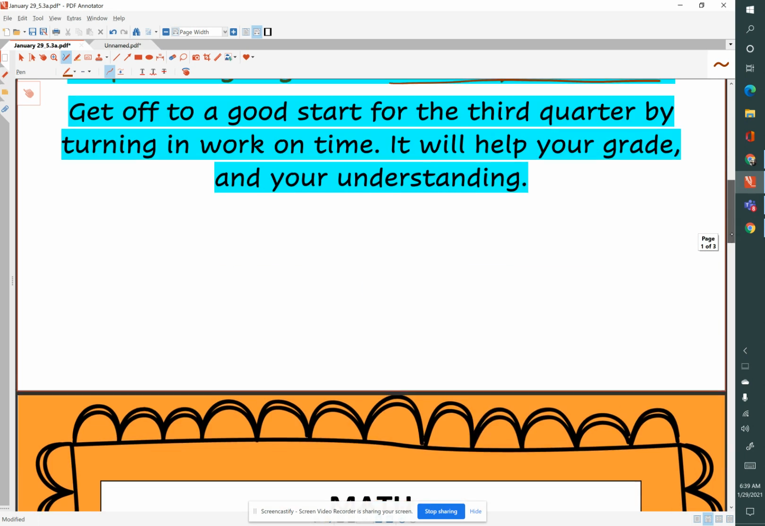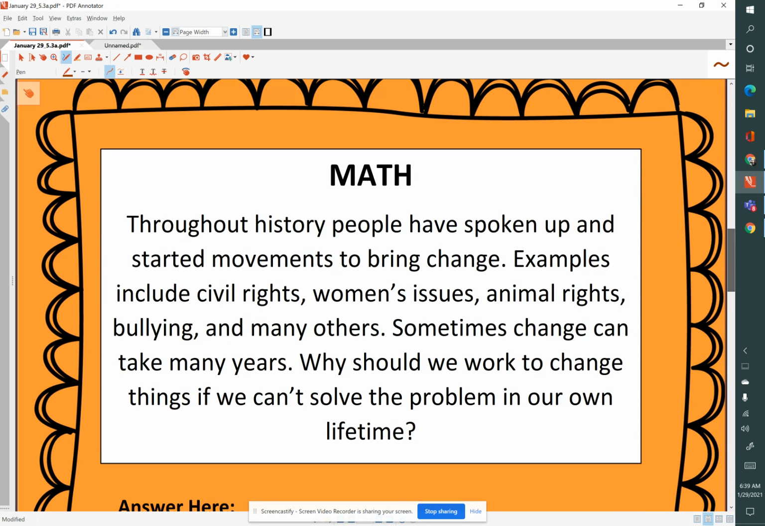It will start. So let's put our do now question, very colorful today. Throughout history, people have spoken up and started movements to bring change. Examples include the civil rights movement, women's issues, animal rights, bullying issues, and many others. Sometimes change can take many years. Why should we work to change things if we can't solve the problem in our own lifetime? Why should we bother to start that work?